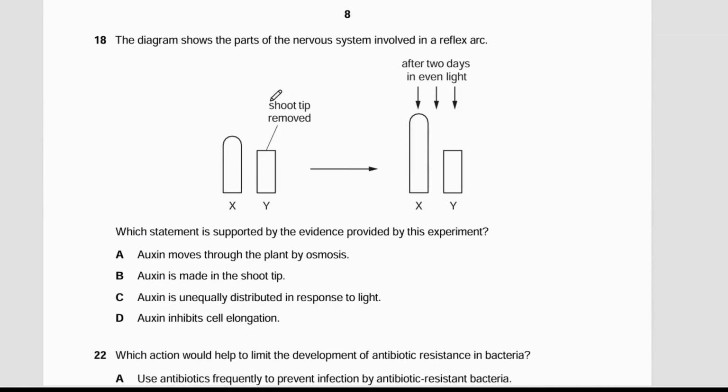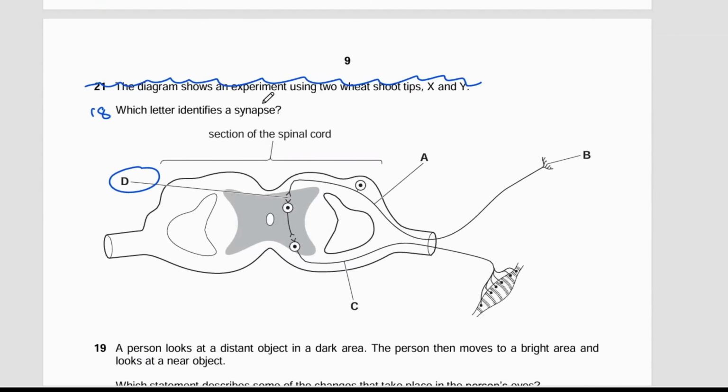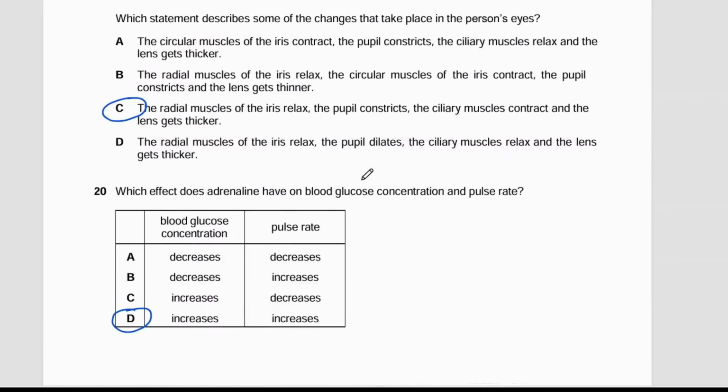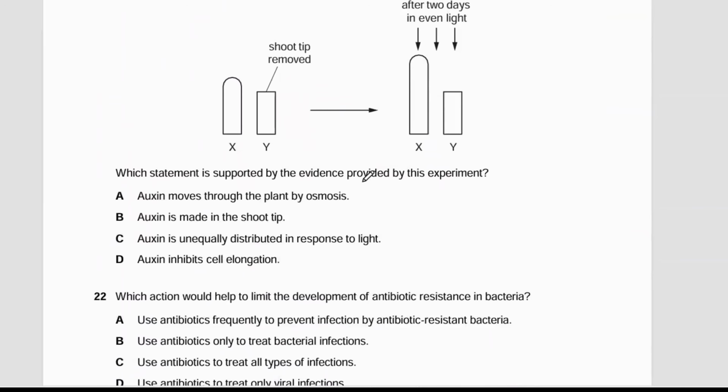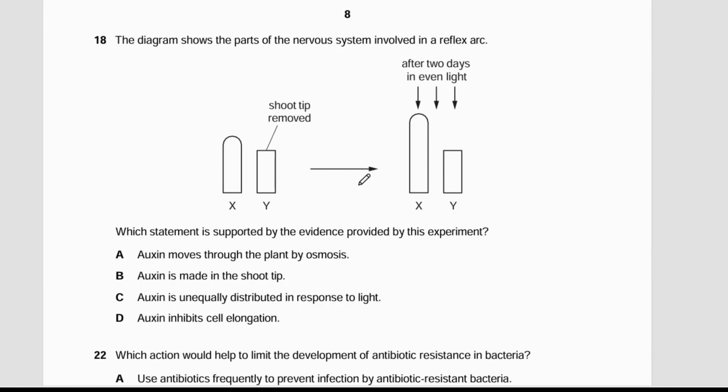Also increases. Now it has this one statement. The diagram shows an experiment using two wheat shoots, X and Y. I guess the statements have been swapped. Okay, a statement is given.